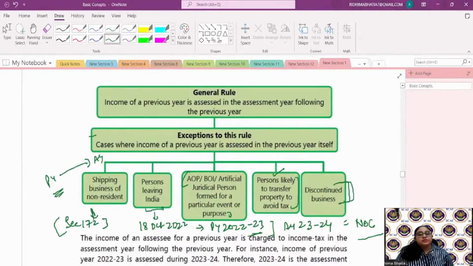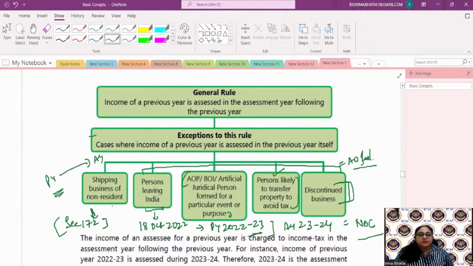Then in case of discontinued business, the department knows that you are discontinuing your business today. So they will try to make sure that you pay the taxes which are charged on the income till date. So these four are not compulsory. This would be applied only if the AO feels that something is wrong. If the AO feels that he wants to take the taxes today, he will take the taxes today.